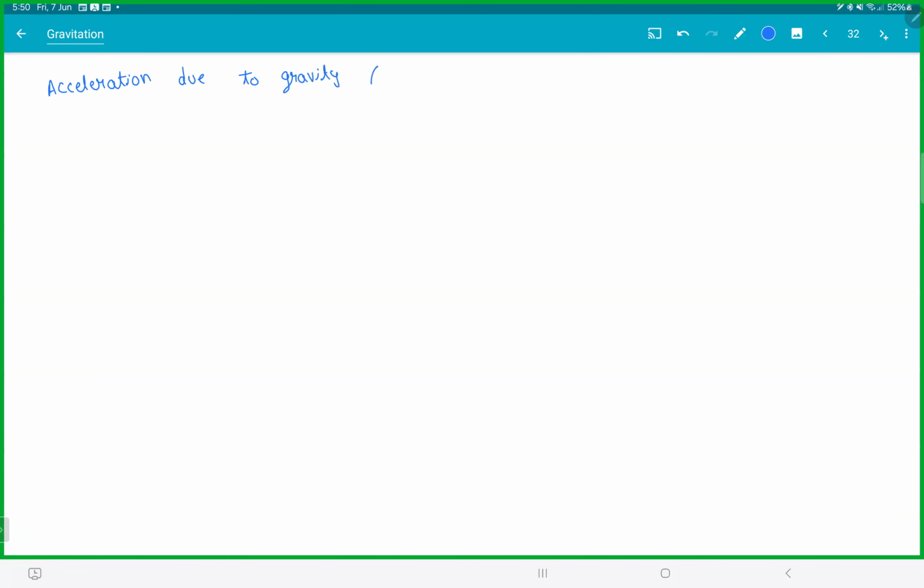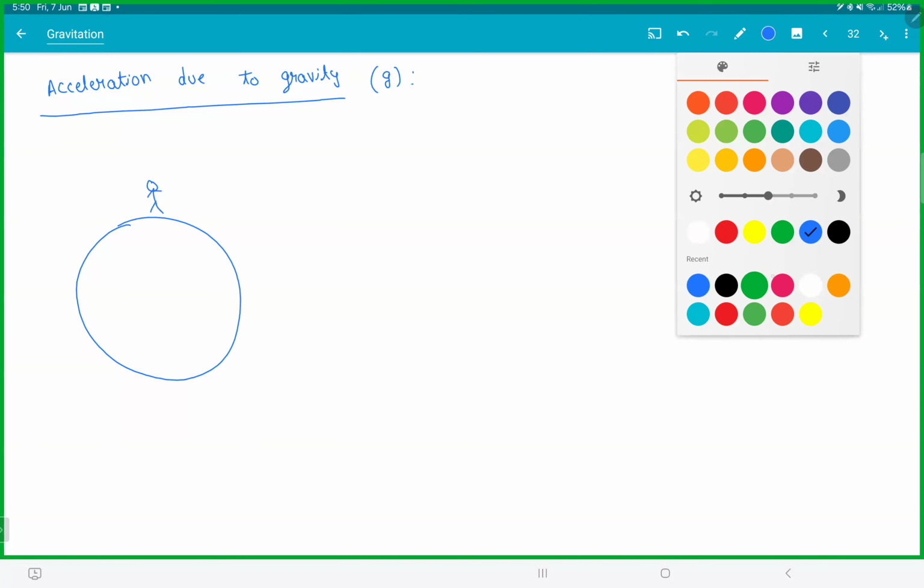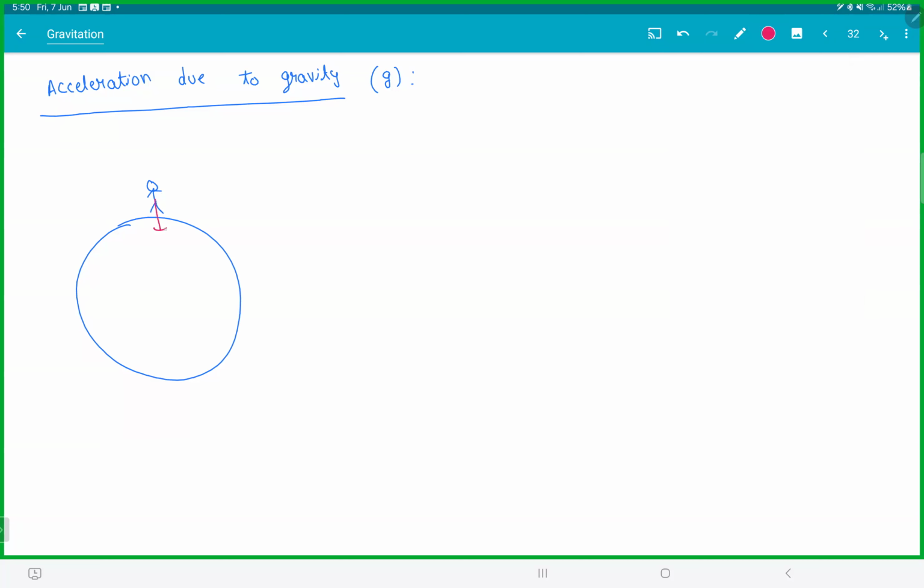Acceleration due to gravity, small g. When we kept on saying mg in an element, what is exactly this m into g? When you take any object on a planet, the planet attracts with a force of GMm by r square. This is what we have been calling so far as mg.